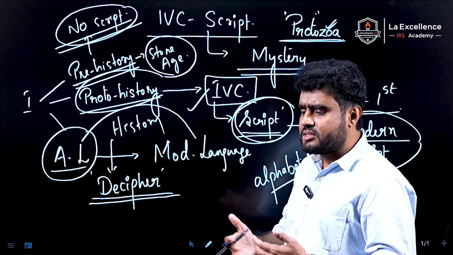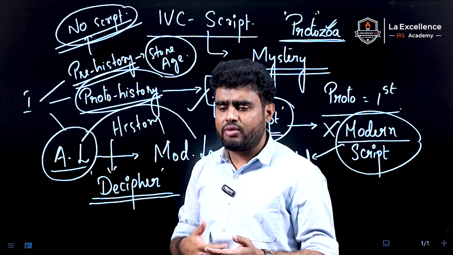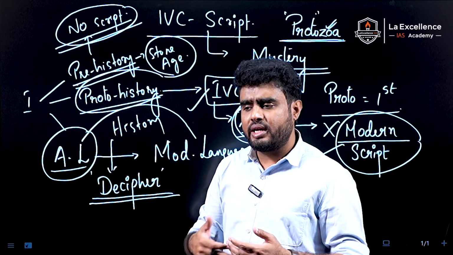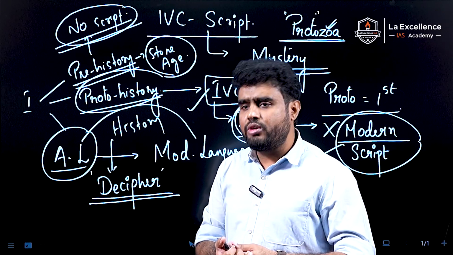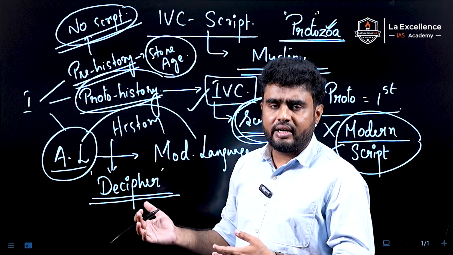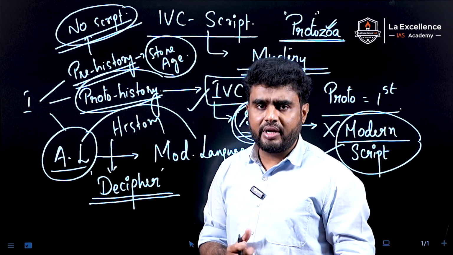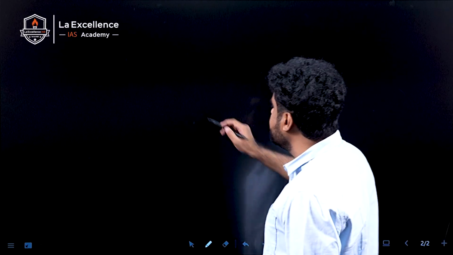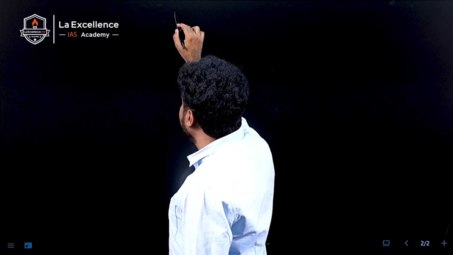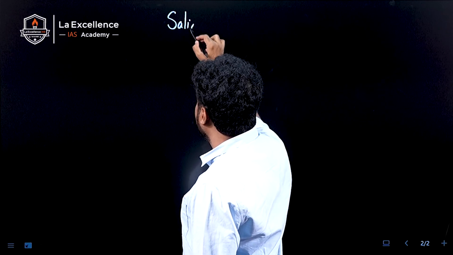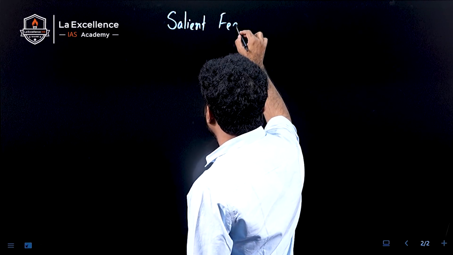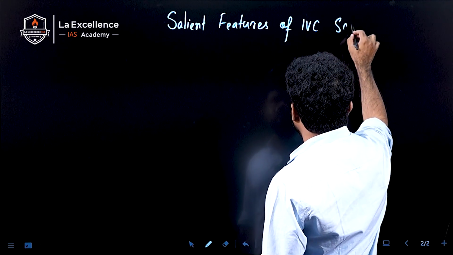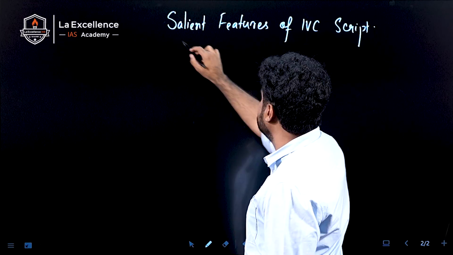So let us see in future, maybe after some years, if detailed research goes on, based on the progress of the research, if future historians and linguistic experts are able to understand this language and decipher it, then in future we will be able to understand. But in this class, we will first try to understand what are the salient features of the Indus script. So what are the salient features of the IVC script? We will try to understand this part. Salient features of IVC script.